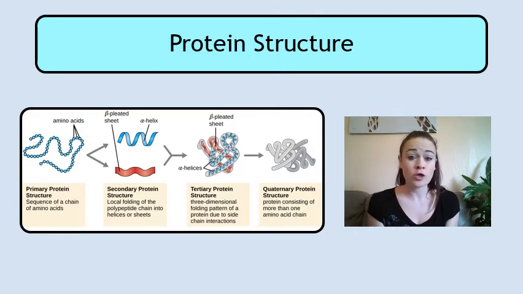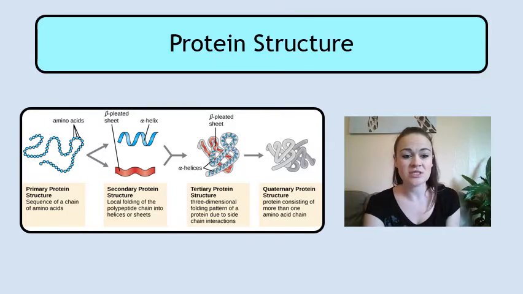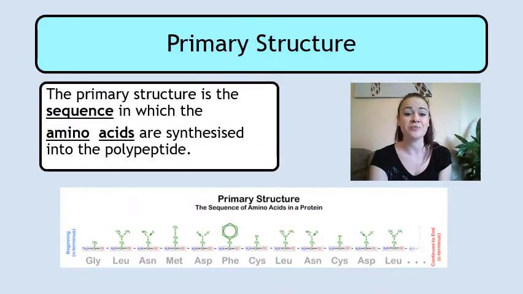Based on that, we're going to go on to protein structure now. Now, looking at this diagram, you will see there are 4 levels of organisation that we're going to be looking at. The first level of organisation is the primary structure, and that is based on the sequence in which the amino acids are actually put into the polypeptide chain. So the order of amino acids in a polypeptide chain determines the primary structure.